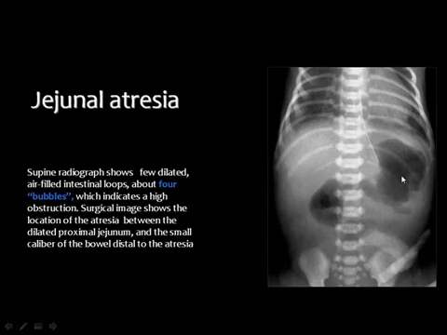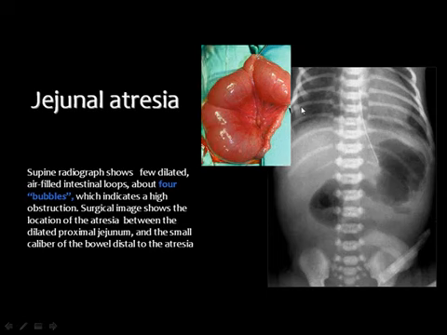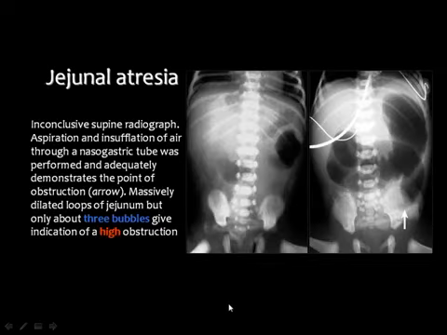Then in jejunal atresia, you will see the triple bubble appearance, where you can get an air bubble in the stomach, an air bubble in the duodenum, and an air bubble in the proximal jejunal loop. Then this is a surgical specimen showing the part of the jejunal atresia here, and this is the collapsed loop distal to the atretic segment. And this is another example where the supine film did not give conclusive results. Then aspiration of the fluids and the injection of air through a nasogastric tube delineated the stomach and the duodenal loop as well as part of the jejunal loop, and the air stopped here, indicating this segment, which is the site of atresia.